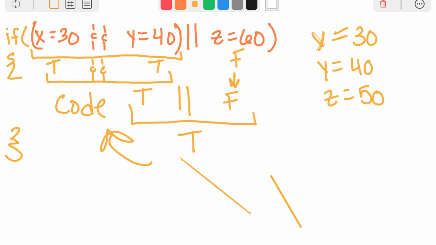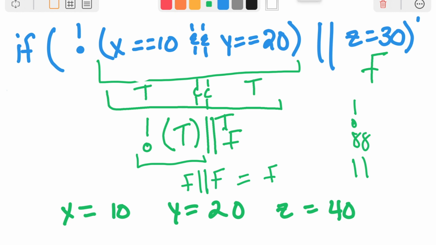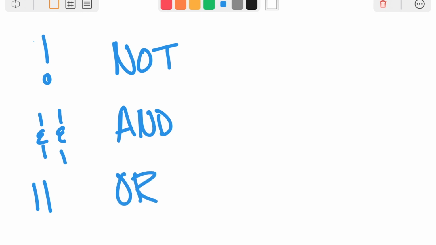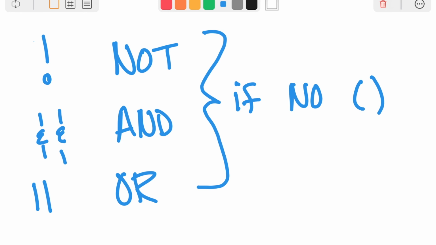And then the last thing I want to note is the order of operations. When you have a compound one, like this example, you have to follow the order of operations, with not going first, followed by the and going second, then followed by the or, if there are no parentheses. If there are parentheses, do what's in the parentheses first, just like math.